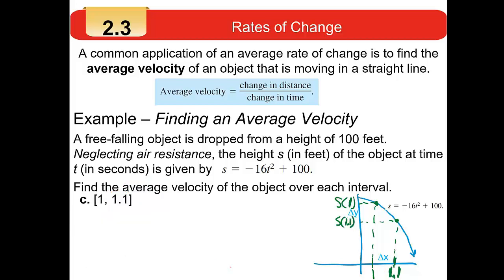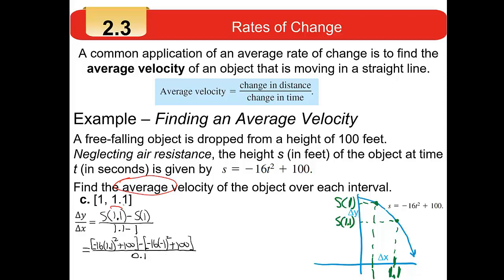And now it should be old hat. Same question. The right-hand endpoint changed from 1.5 to 1.1, but the calculation is the same. It's still an average rate of change. You're going to do rise over run. The only difference is now the right-hand endpoint is 1.1 instead of 1.5 or 2. Plug 1.1 in for T, then plug 1 in for T, subtract the two results, and divide by 1.1 minus 1. The right-hand endpoint minus the left-hand endpoint.